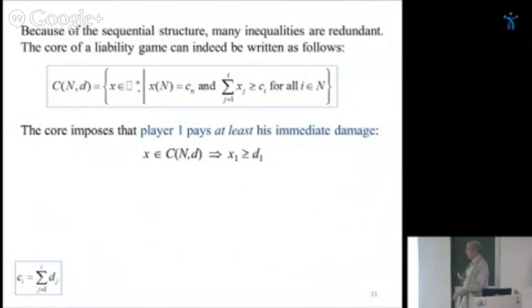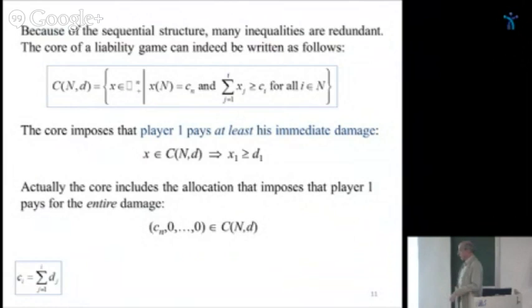So we observe that there are several particular allocations. The first one, of course: player one, in any case, pays at least d1. There is no way out. There is an allocation by which the first player pays everything. It's a core allocation. It's an acceptable judgment. And then there is this allocation, which many lawyers would say is natural. You just ask each one to pay his or her additional damage. And indeed, the vector of additional damages is a core allocation. It's an acceptable judgment.